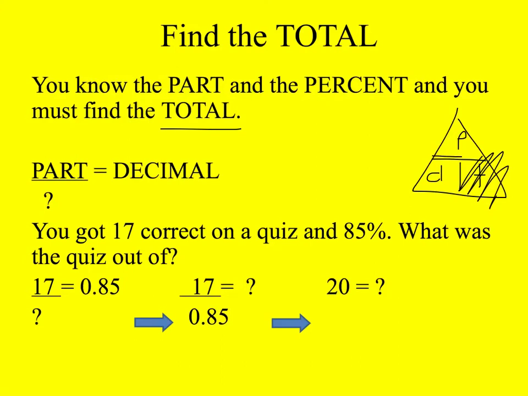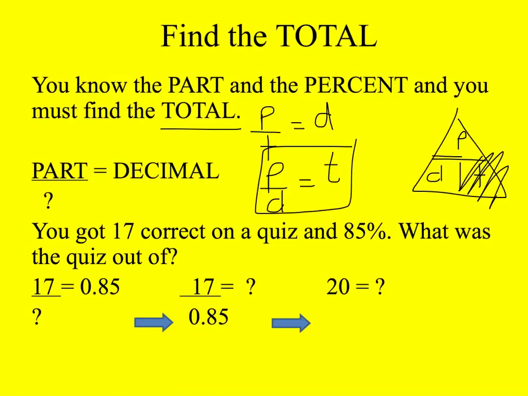You can also rearrange the equation. Part over total equals decimal. And then if you rearrange that, you get part over decimal equals total. And that's what we're going to use, and that's what came up over here as well.